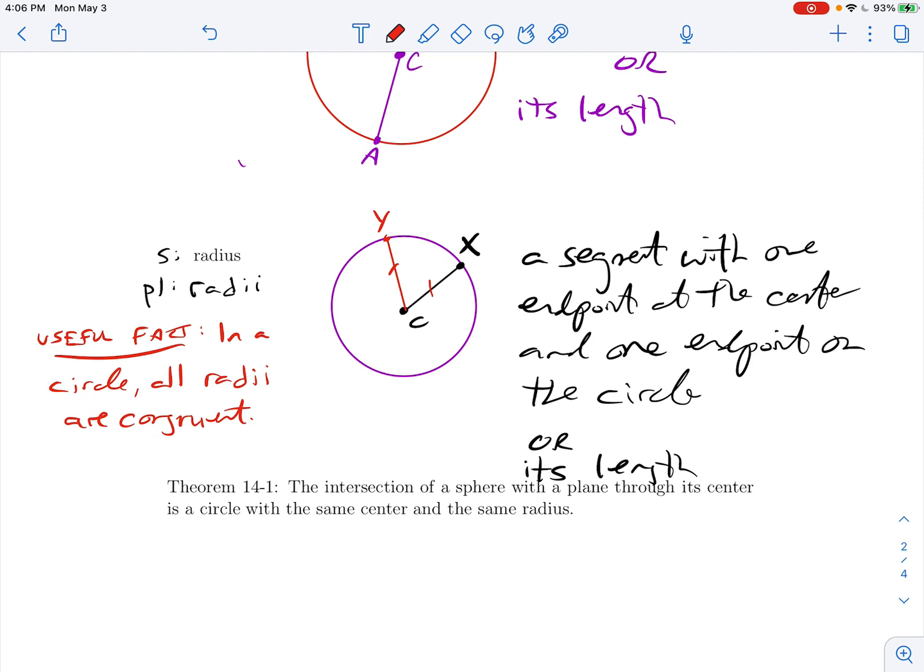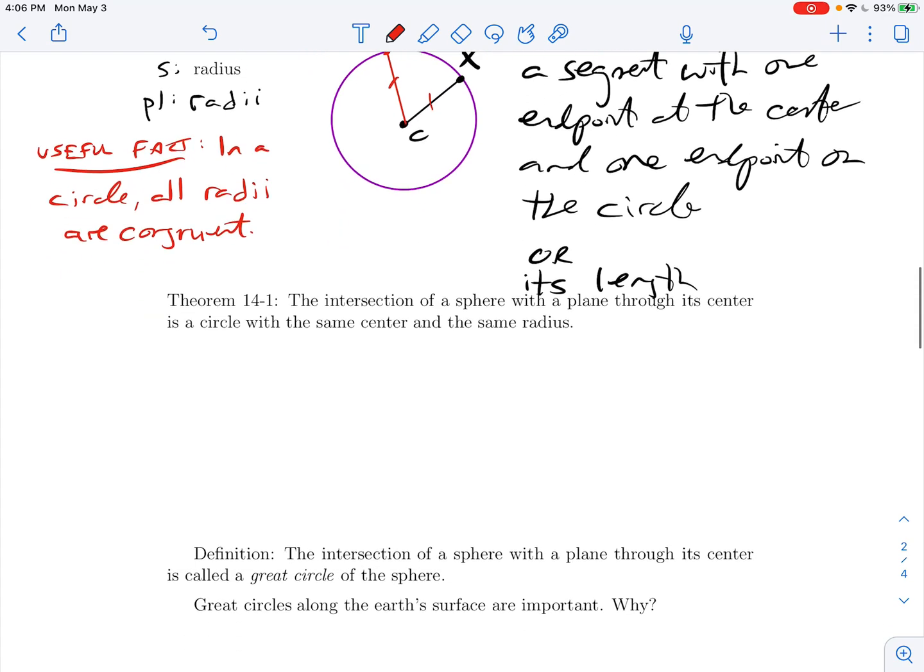All right. The end of this section has a little bit of stuff related to 3 dimensions. Don't stress too much if you have trouble visualizing this. Theorem 14.1 talks about the intersection of a sphere with a plane through its center. So here's what we're going to do. I'm going to try to imagine a sphere. And don't worry about drawing a picture, but I'm going to just kind of draw this. Hopefully you can kind of think of this as a 3-dimensional object. And we have the center right here.